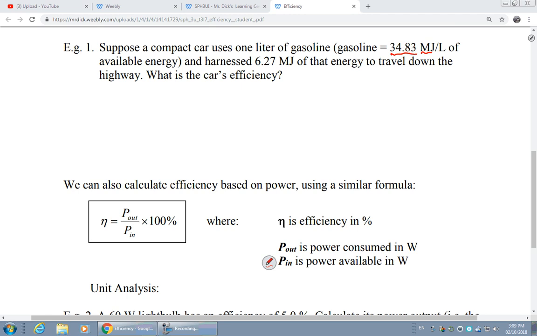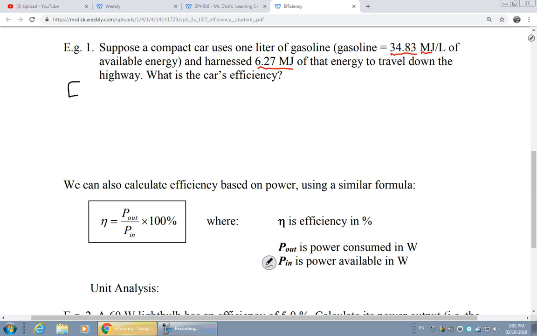But not all of that energy that's pumped in gets converted into the actual kinetic energy of the car traveling down the road. In fact, only about 6.27 million joules, or megajoules, of energy is actually being used as kinetic energy by the car to drive down the highway. So we can look at what the efficiency of the car would be.